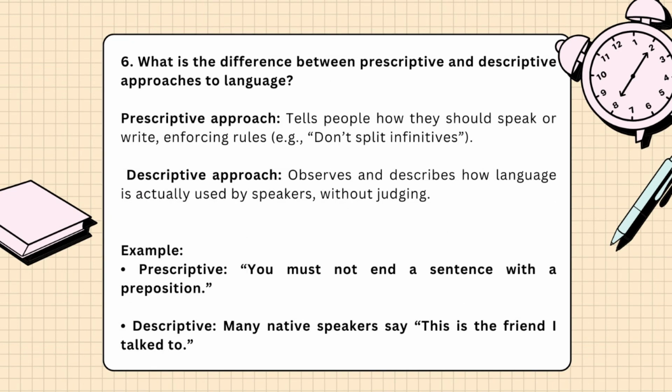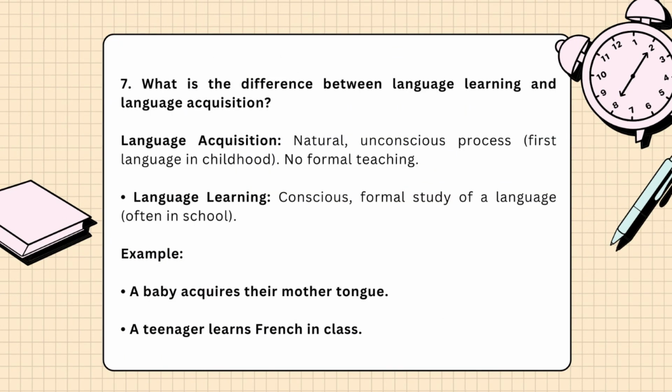6. What is the difference between prescriptive and descriptive approaches to language? Prescriptive tells people how they should speak or write. Descriptive describes how people actually use language. Example, prescriptive grammar says, do not split infinitives, while descriptive grammar notices that many English speakers do.